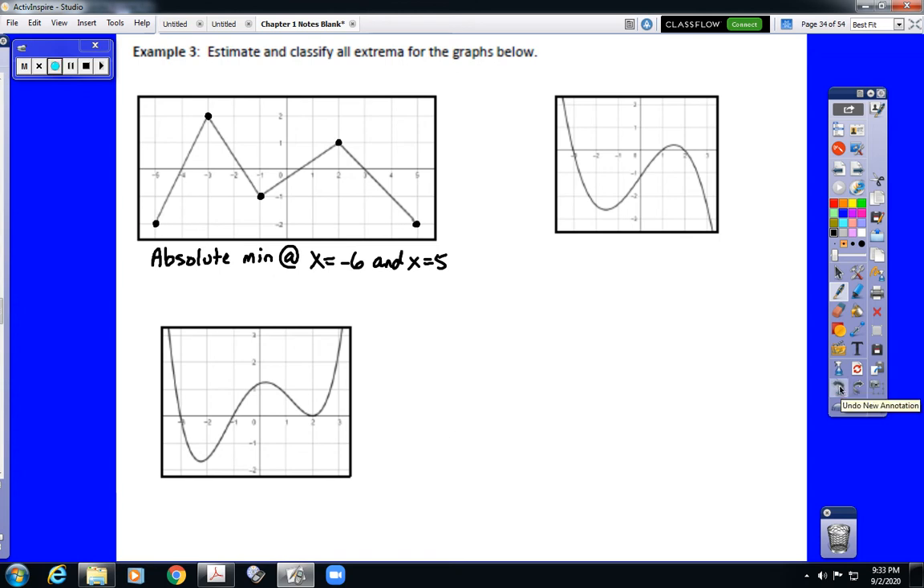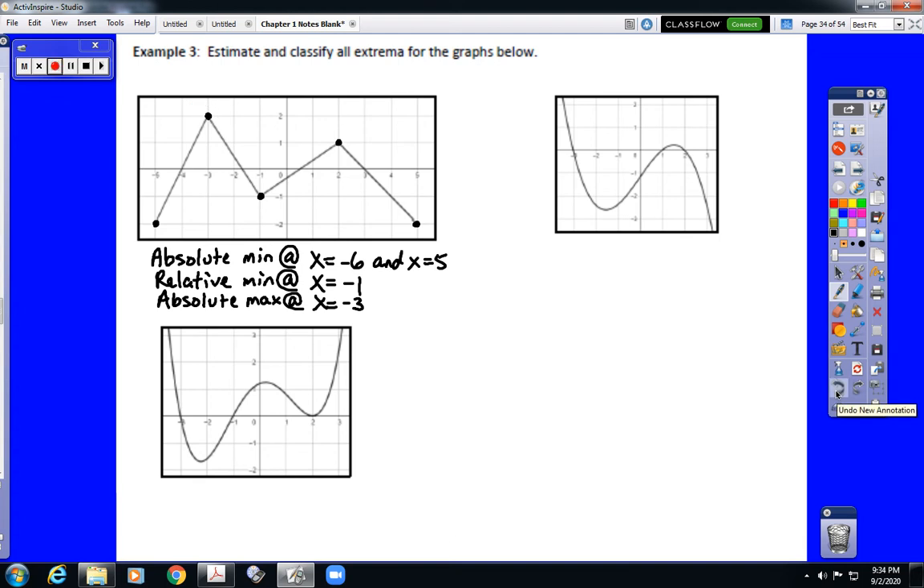We have a relative minimum at the value x equals -1. Right here is a relative minimum for the graph. It switches from decreasing to increasing at that point. We have an absolute max value at x equals -3. Right here is the absolute maximum value of the graph.